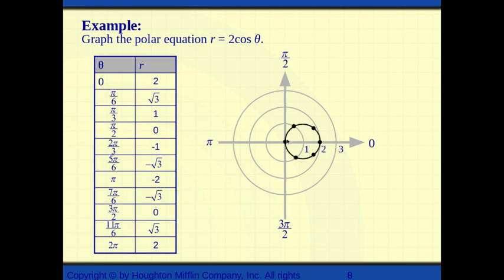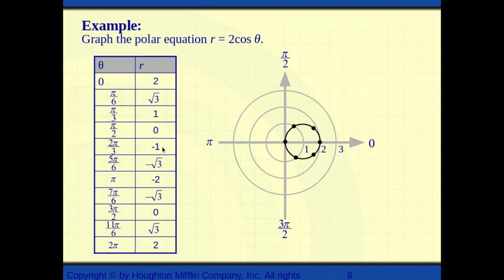Then pi over 6, root 3, we're going to be on the pi over 6, 30-degree line, and square root of 3 units from the pole. Then theta is pi over 3. We're on the pi over 3 line. r is 1, so we're positive 1 unit from the pole. And then at pi over 2, we get r is 0, which means you're at the pole. Any point where r is 0, it doesn't matter what theta is, will end up being here at the pole.